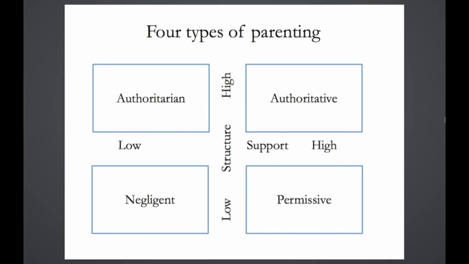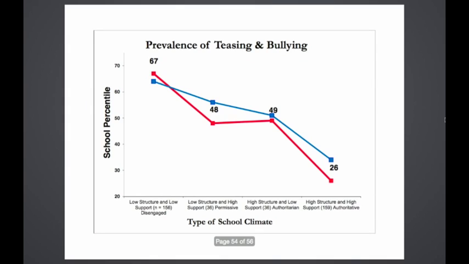Using a very large data set, what he found was that the type of school climate mattered for the prevalence of teasing and bullying. If there was high structure and high support, the bullying prevalence rates were the lowest. The red line is student reports, and the blue line is independent teacher reports. Typically we see teachers and students holding similar views, but not a perfect correlation. And here you see that the pattern is almost identical.